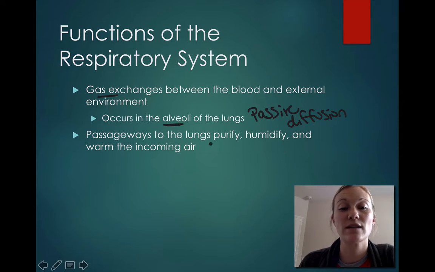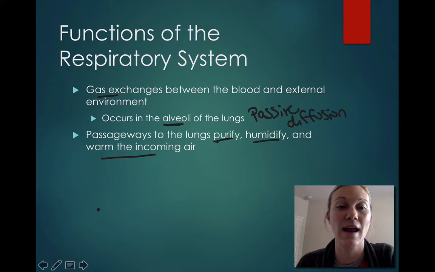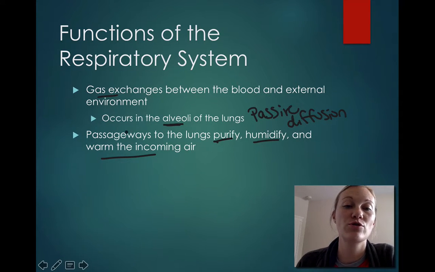But these passageways also help to purify, humidify, and warm the incoming air. So make sure you know that in addition to allowing you to breathe, the respiratory system also purifies, humidifies, and warms the air.